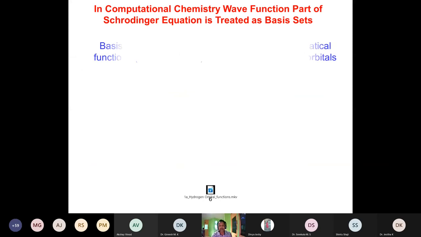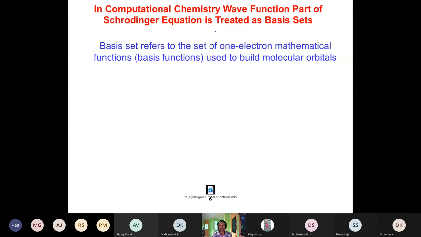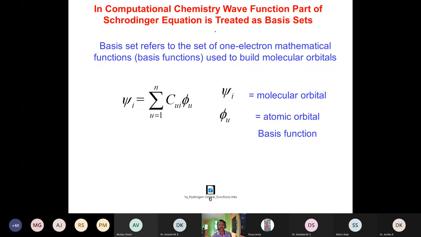What is our next part? The wave function part. In computational quantum chemistry, the wave function part of the Schrodinger equation is treated as a basis set. What do you mean by basis set? A basis set is a mathematical function. And what does that mathematical function represent? This mathematical function is a molecular orbital function. How do we obtain this molecular orbital function? By linear combination of atomic orbital functions. So how do you obtain these atomic orbital functions? Actually, all the basis sets are prepared from hydrogen atomic orbital functions, hydrogen-type functions.